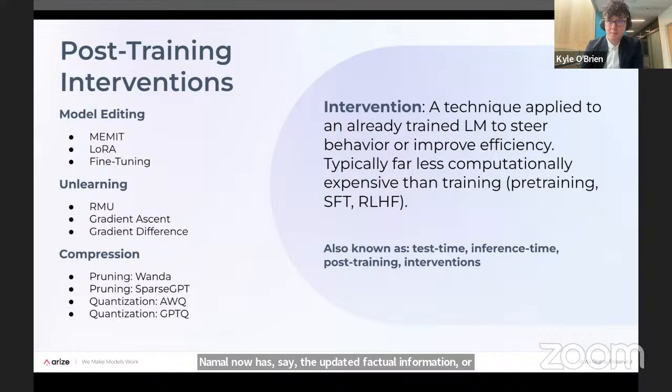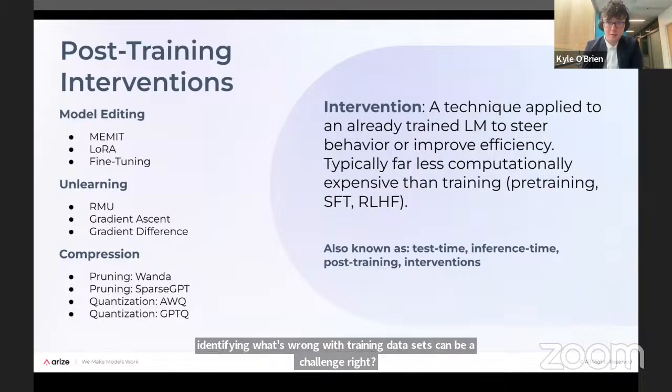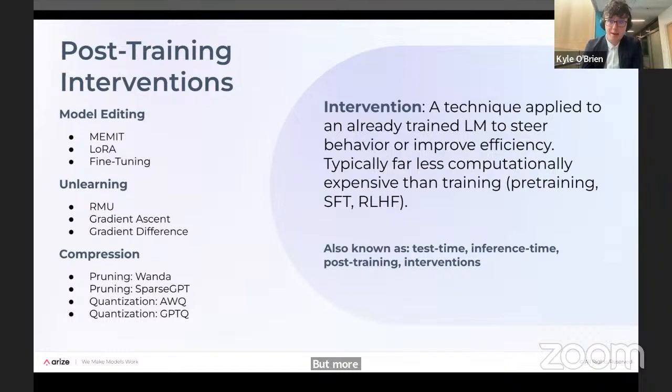But identifying what's wrong with training data sets can be a challenge in its own right. But more importantly, this is an expensive, time-consuming process that is beyond the reach of many practitioners, especially if you're leveraging a pre-trained model produced by another organization or produced by others and adapting it to your domain. Chances are you can't retrain them yourself, for example, even if you have the training data sets available.